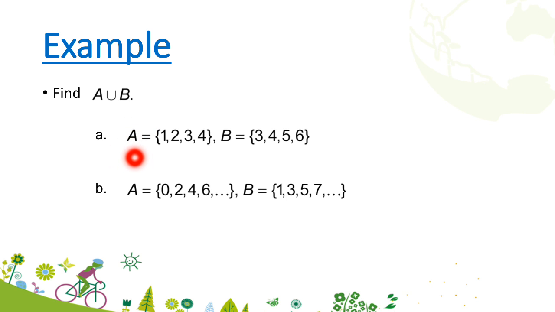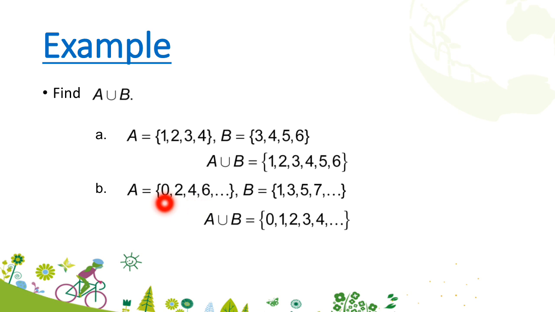Okay students, in part A, A is equal to {1, 2, 3, 4} and B is equal to {3, 4, 5, 6}. Union means to unite, so unite all the elements that are present in set A or present in set B. The elements are 1, 2, 3, 4 from the first set, and 3, 4 is already written here, so we are not going to overwrite it. The next elements are 5 and 6. Here you can see that we have combined all the elements that are present in set A or present in set B, so this is the union of A and B.